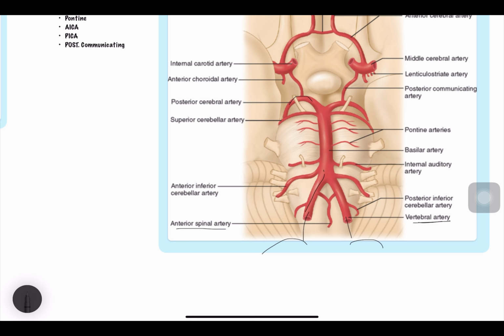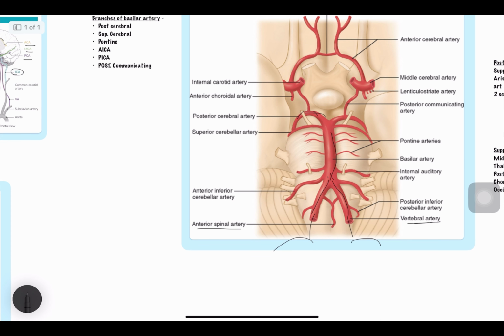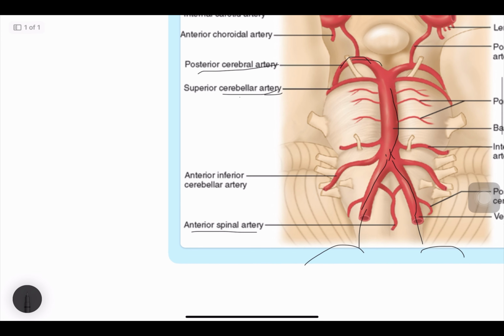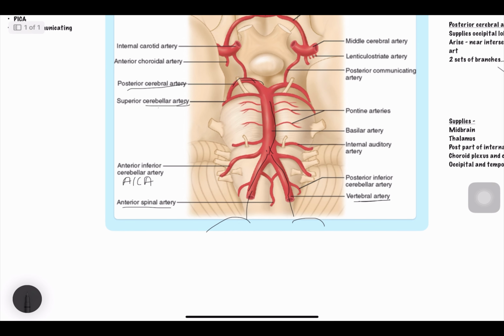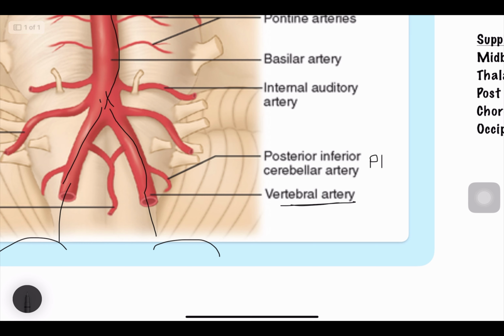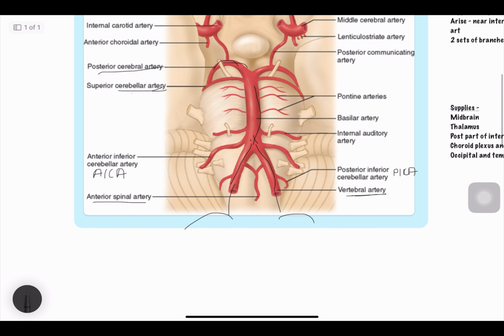They give off vertebral arteries which travel all the way along through the foramina present in the transverse process of the cervical vertebra, and then they form the basilar artery. And the basilar artery gives off branches like the posterior cerebral, superior cerebellar, anterior inferior cerebellar artery, or the AICA, posterior inferior cerebellar artery, which is also known as PICA, and pontine arteries on either side of the pons.